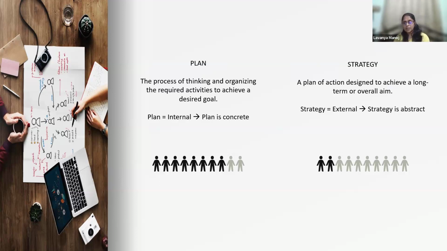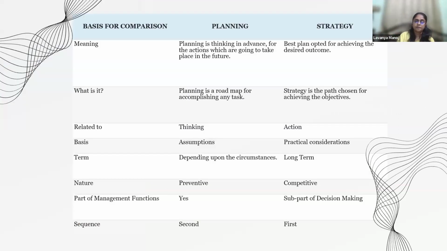So strategy is external. You're now utilizing everything you have planned for: the resources, the materials, the manpower, the machinery, the time, the skills of the employees, the money, everything. You have started utilizing it for the final output. That is strategy. Planning is just the thinking process of what has to be done. Strategy is where you're actually doing it.